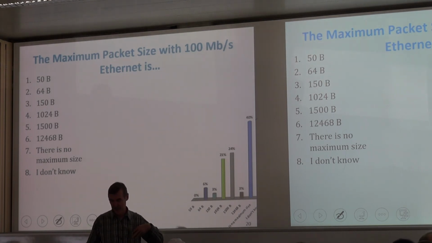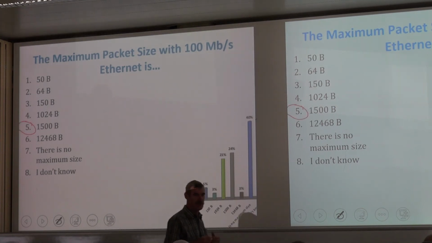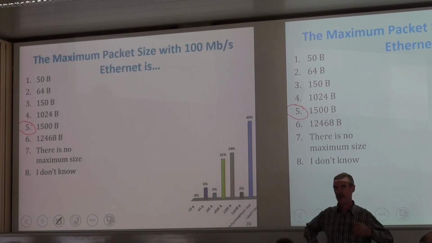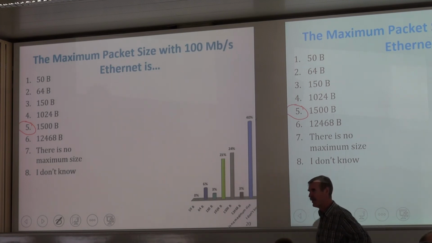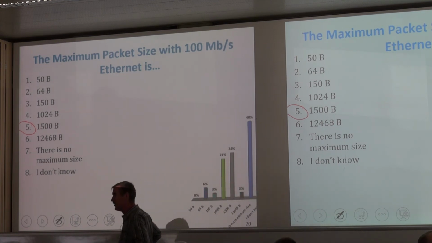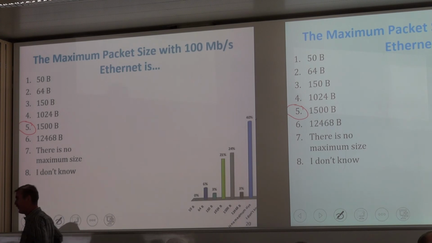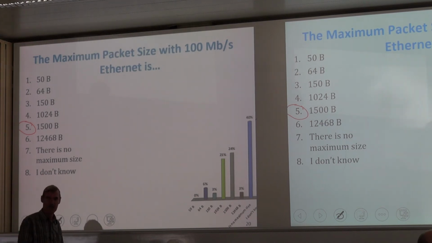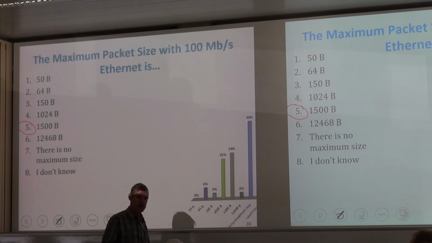The maximum packet size is, in fact, probably a mode of this distribution. Yes, it's answer 5, 1500 bytes, 12,000 bits, which is short. It was very long when Ethernet was invented at the end of the 70s. It's very short for today's technology. But when people did it in the 70s, they wanted to be able to build devices, so they chose that packet size. Yes? Aren't there jumbo packets?